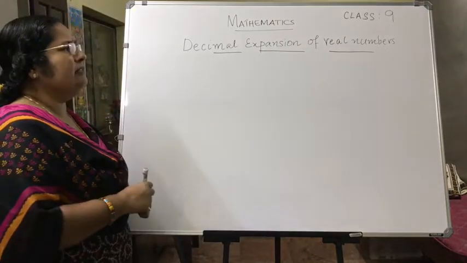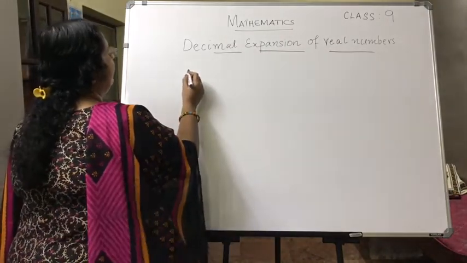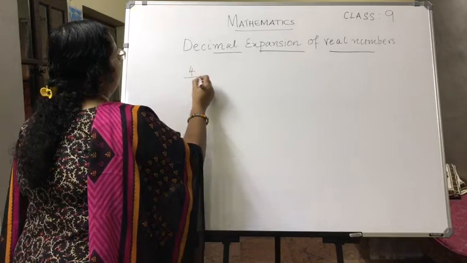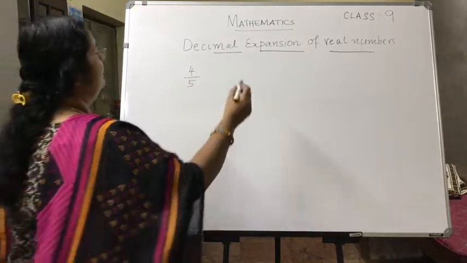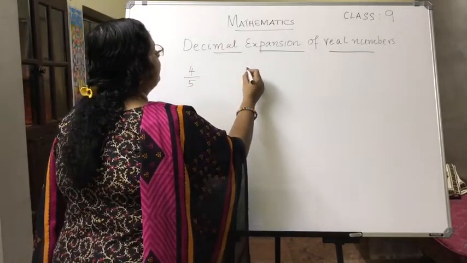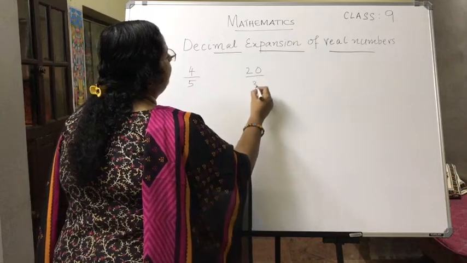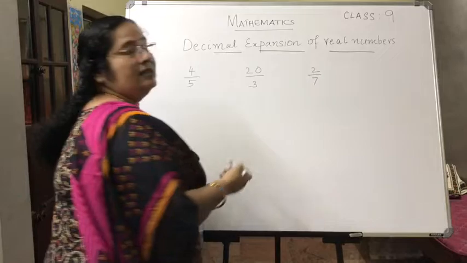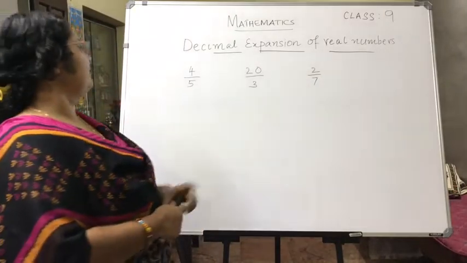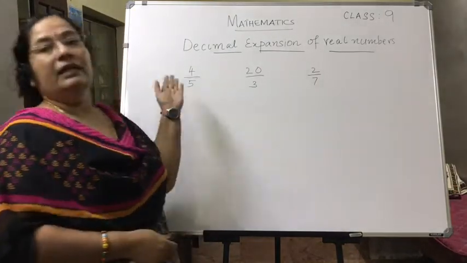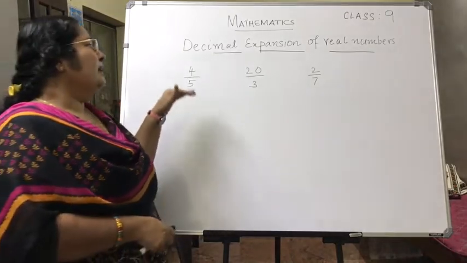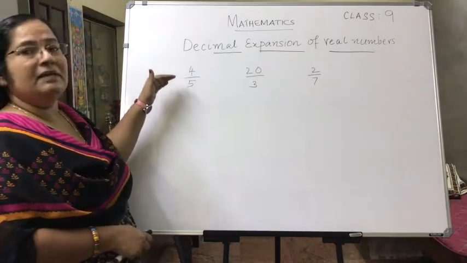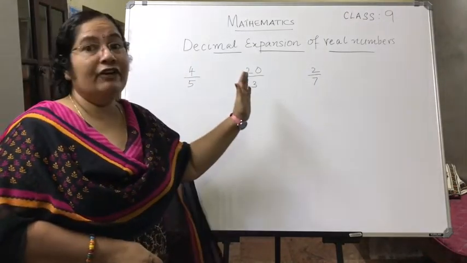Let us take the case of numbers like 4 by 5, 20 by 3 and 2 by 7. Just 2-3 examples I'm taking. Now when you look at these numbers itself, you can understand these are all fractions.